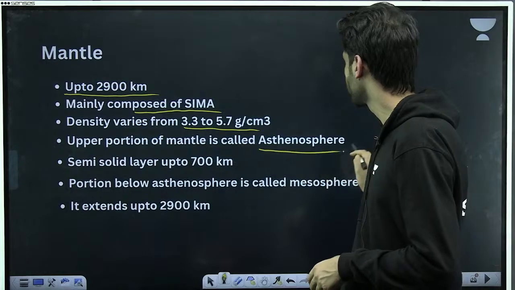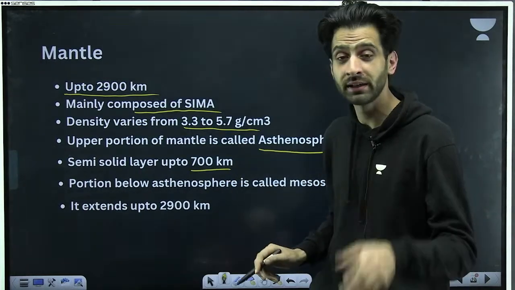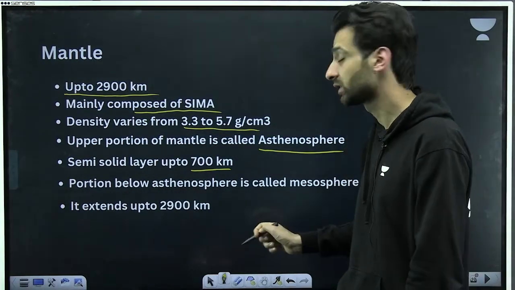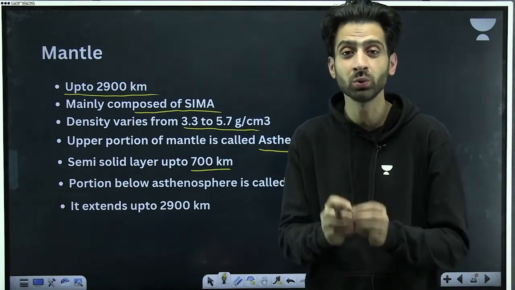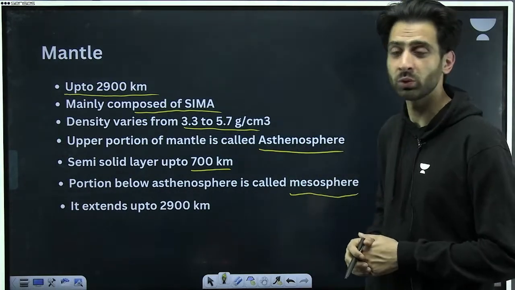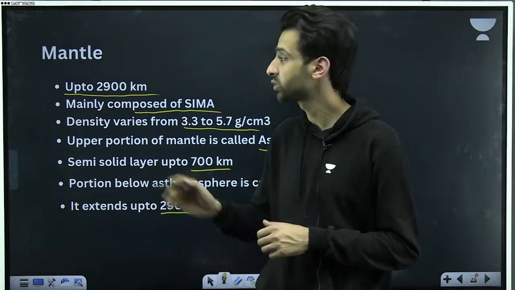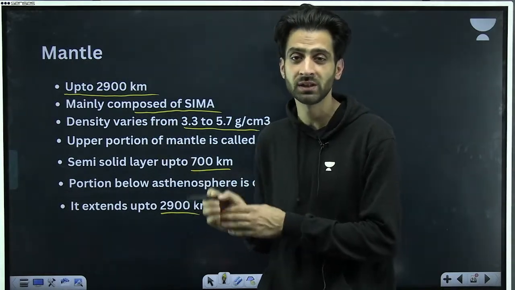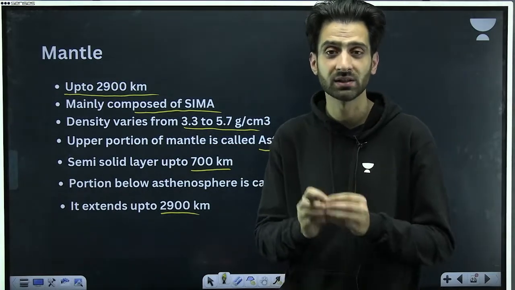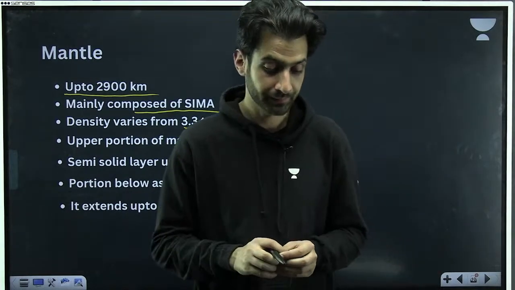Then the asthenosphere, I already discussed what it is. It's a semi-solid layer. Then finally, 700 kilometers is the depth of the asthenosphere, and all these points I already discussed. The portion below the asthenosphere is called the mesosphere. For the lower mantle, you can use the term mesosphere as well. If you want to use a more technical term, it's mesosphere, and it extends up to 2900 kilometers. I hope you have understood these points. If there is any confusion up until now about the crust, the mantle, the asthenosphere, or where the volcano is, you can ask me in the comments.